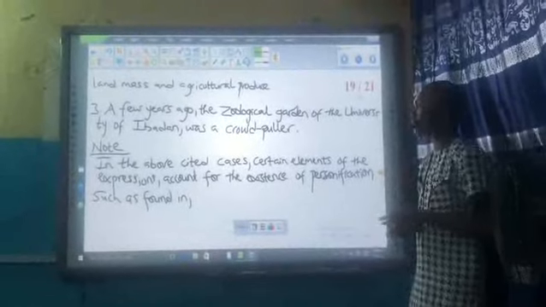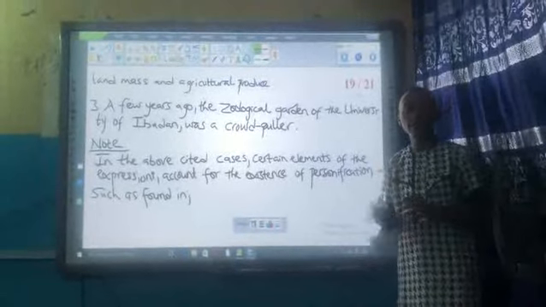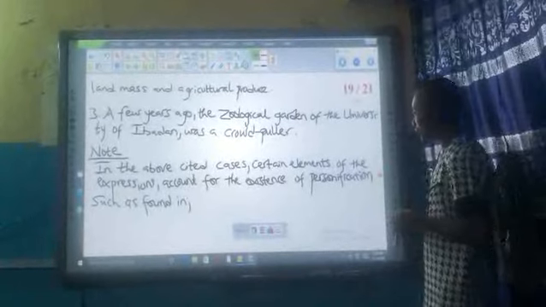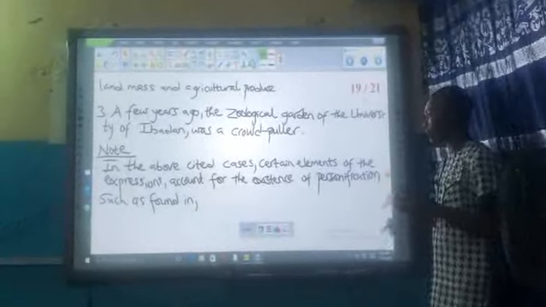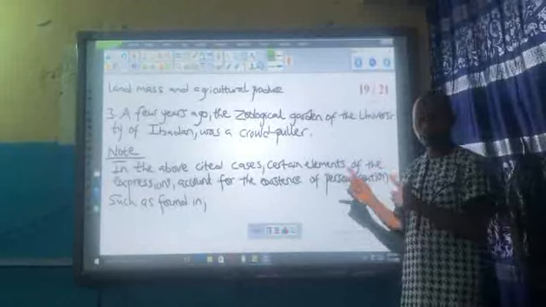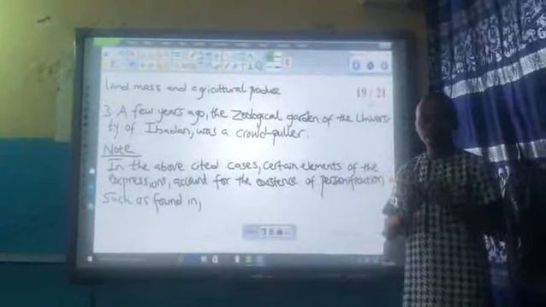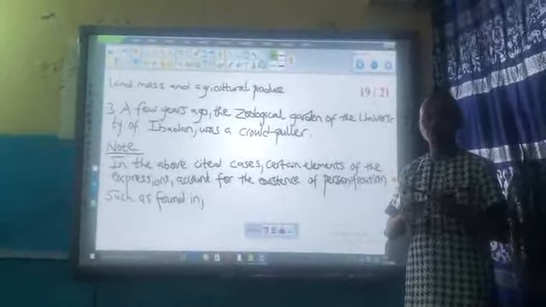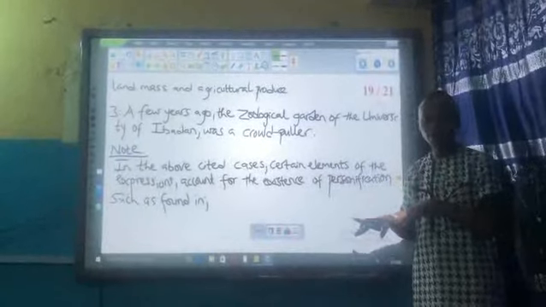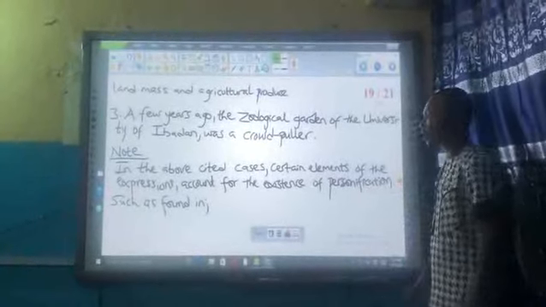In these three examples, what accounts for the presence of personification in each of them? In the above cited cases, certain elements of the expression account for the existence of the personification, such as I'm about to point out now. Please, this is the point where you need to pay rapt attention, just like you did, but I want you to maximize it. Don't let it reduce, increase it.